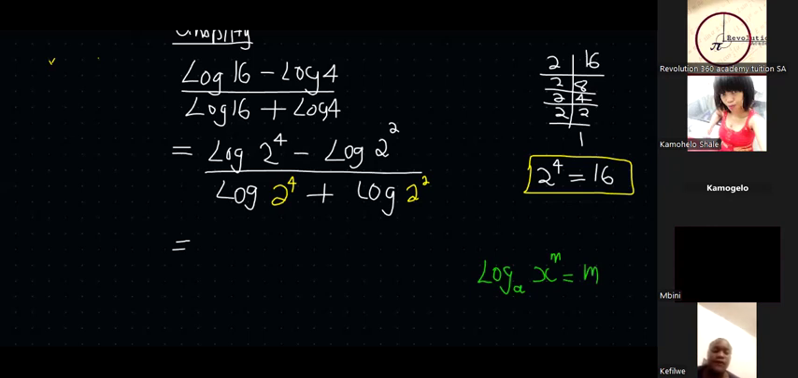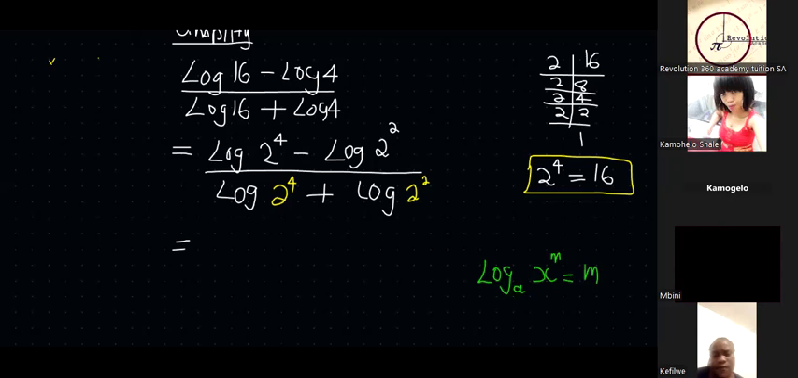And then the next step that you're going to do, you can see that on the numerator side, I will have 4 log 2 minus 2 log 2. Those ones are like terms. Let me show you how. It's one and the same thing if I say 4xy minus 2xy. What will be the answer? 2xy. That will be 2xy.